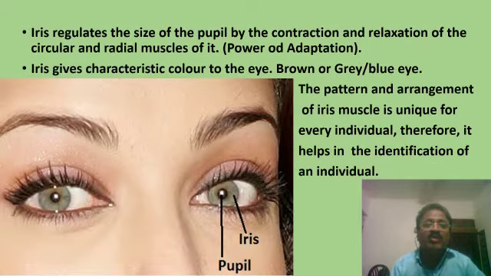Next, the iris regulates the size of the pupil by the contraction and relaxation of its circular and radial muscles. That is called the power of adaptation. This we will study in the later part of the chapter. The iris gives characteristic color to the eye, meaning it is responsible for the color of the eye, like a brown eye, grey eye or blue eye. This is due to the pigment present in the iris. The pattern and arrangement of iris muscle is unique for every individual. Therefore, it helps in the identification of an individual.